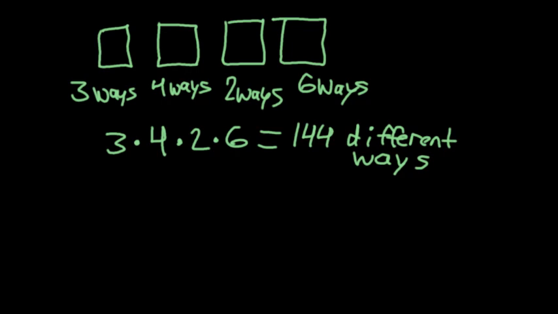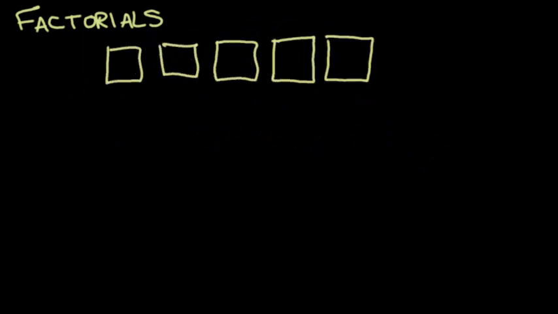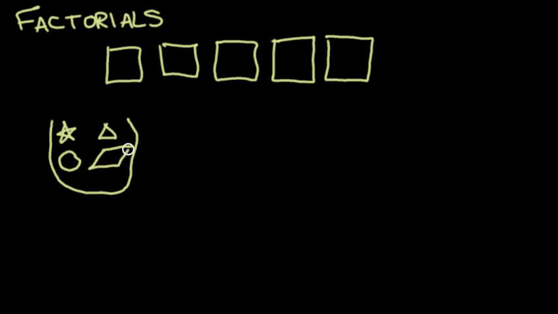Okay, now we're ready for some factorials. For this example, we're going to have 5 spots to fill: 1, 2, 3, 4, 5. Let's say you have 5 objects to fill in those slots. So we're going to make a little bag here, and you've got a star in this bag, a triangle, a little circle, a little trapezoid, and a swirly kind of looking thing. So you have 5 slots and 5 objects in your bag.